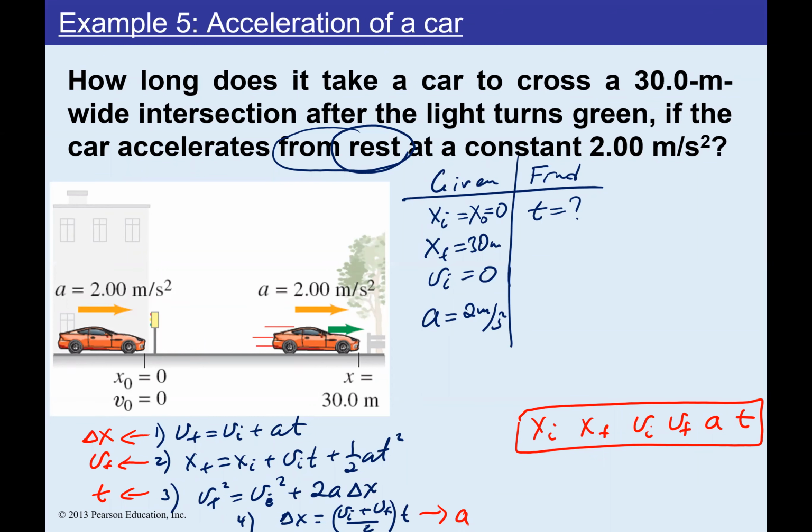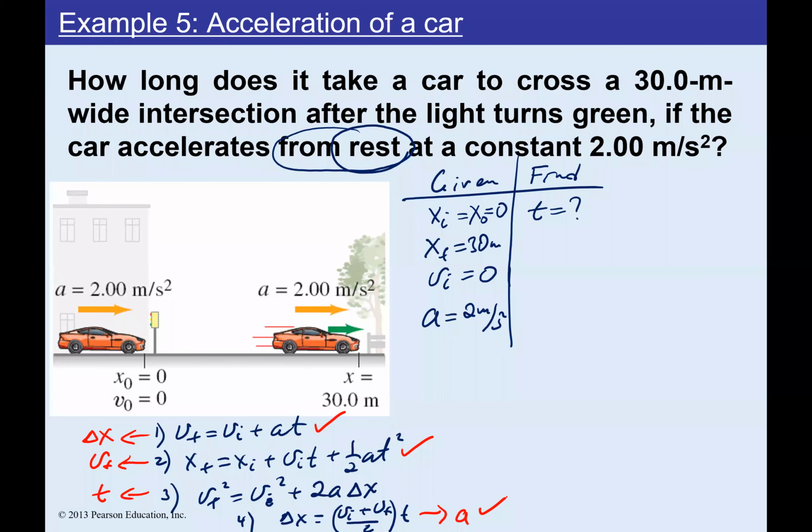That means your goal will be to read the problem twice, write down what's given to you, then look at your equation set and see which one you can use to solve the problem. So in this case, you're given initial position, final position, initial velocity, acceleration, and you need to find the time. All right, so there are equations with time: equation 1, equation 2, equation 3, and equation 4.